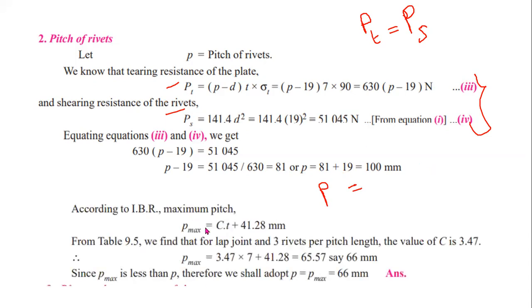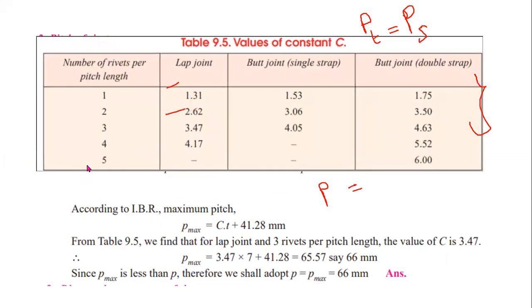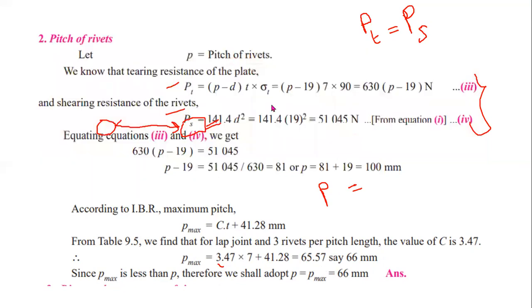This is the formula for maximum pitch, C into T plus 41.28. C is the constant value. This value is obtained from tabular form. For triple riveted lap joint, capital C equal to 3.47. Our given question is triple riveted lap joint, so capital C is equal to 3.47. From the standard table, capital C equal 3.47 into thickness of the plate 7 mm plus 41.28.